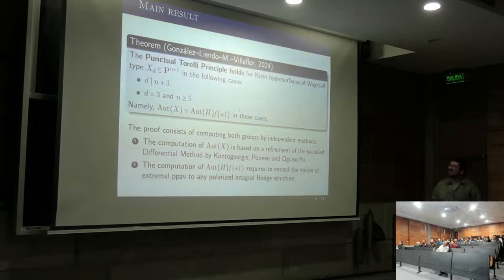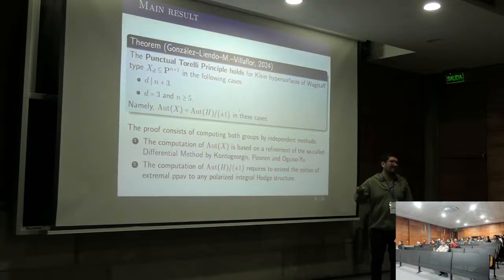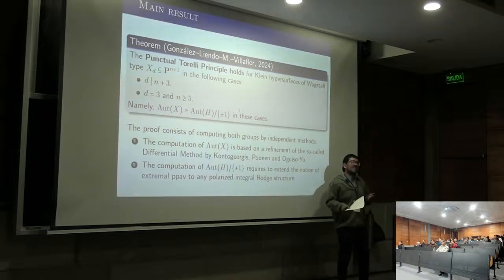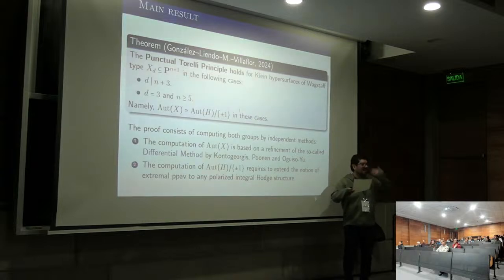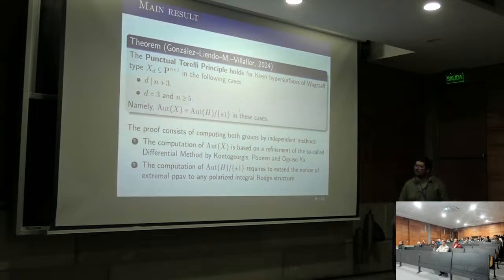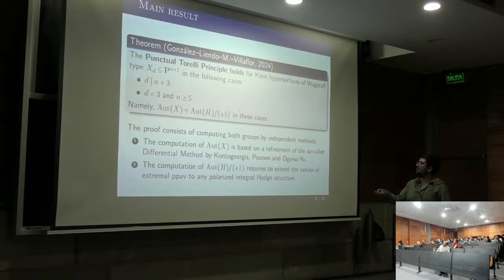So this is kind of sad news, but it's the truth: the way that we did it is we computed each of these parts separately and they are the same. We computed each of these groups and they coincide. So far we don't have a deeper way to prove it, but at least we have new evidence for this principle. And I should mention that one of these computations, the geometric one, the automorphisms of the Klein hypersurface, is interesting on its own.